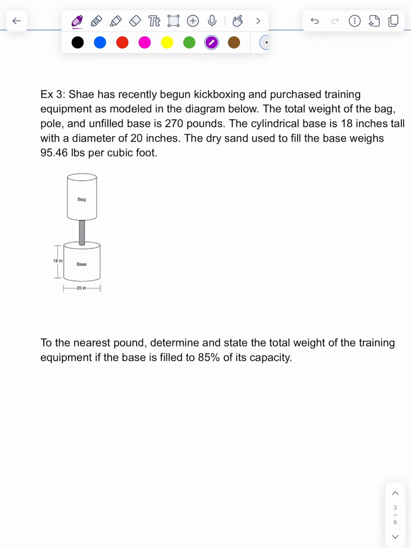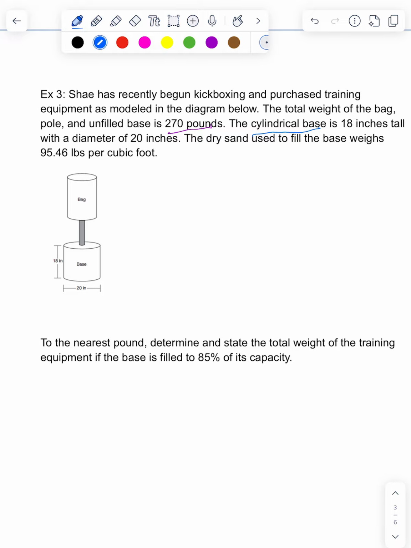So at the end, we're going to make sure that we add on the 270 pounds to get the total weight of the bag, the pole, and that unfilled base, the entire training equipment. So the first thing I have to do is find the volume of the part of the equipment that's being filled up with sand. And it says in the question that the cylindrical base is what's being filled up with sand.